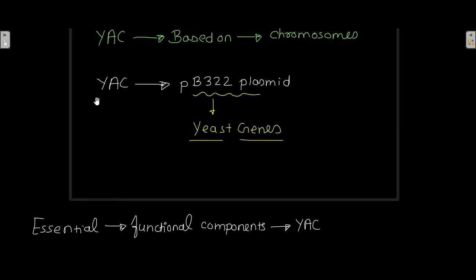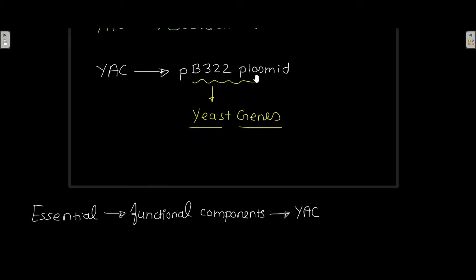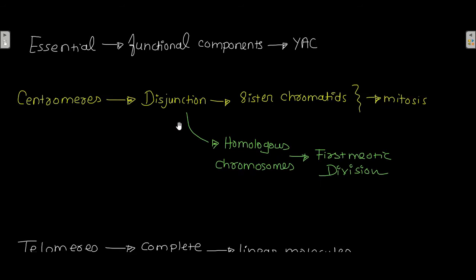So YAC is your PBR322 plasmid basically, and in this PBR322 plasmid a number of yeast genes are incorporated. So you take the PBR322 plasmid, you add lots of yeast genes into it, and that becomes your YAC. Now let's discuss the essential functional components of this yeast artificial chromosome.